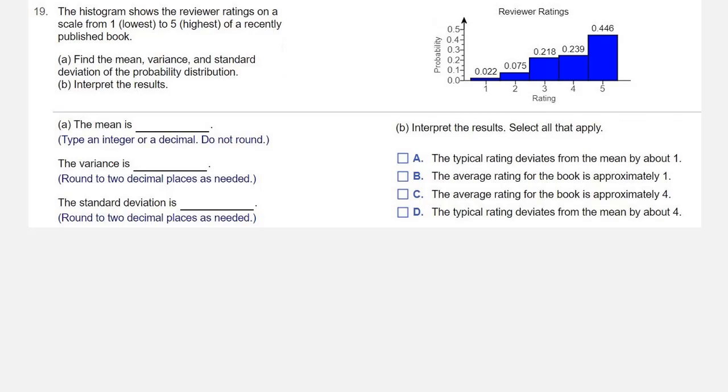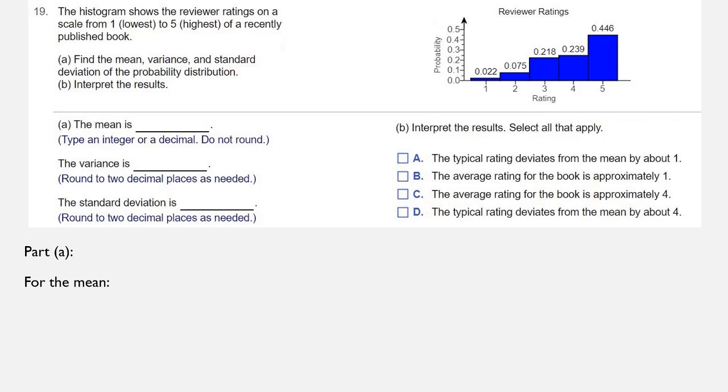So, on our histogram, they list the probabilities for us, so we don't have to estimate. We can use those values for our probabilities. And our first goal is to find the mean. So we have our formula for the mean.